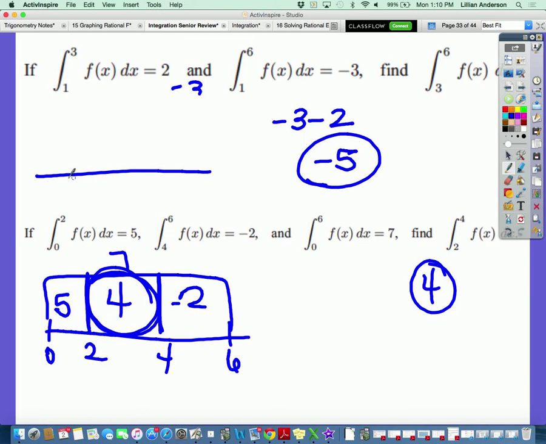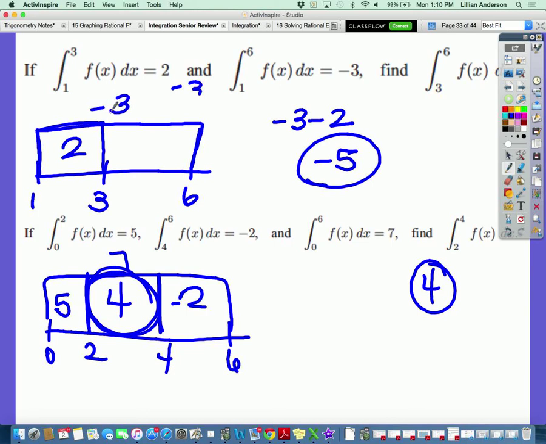So you basically have from 1 to 6, and then from 1 to 3. So you know from 1 to 3 is 2, and you know from 1 to 6 is a -3. You're trying to figure out what this area right in here is. So basically, you know the whole area, we have this piece, we're trying to find this piece, so we take the whole area and subtract this piece here.